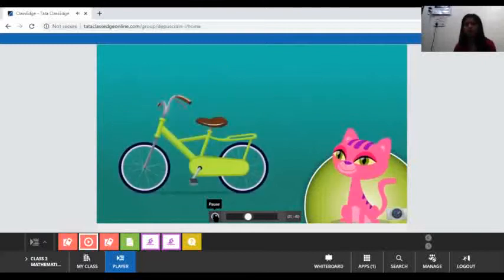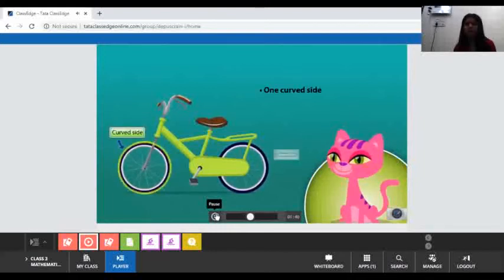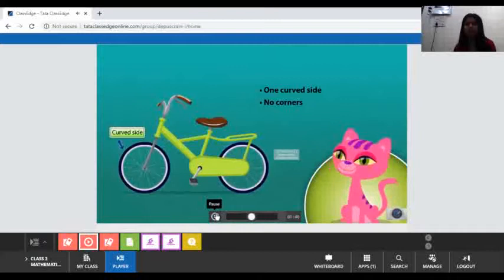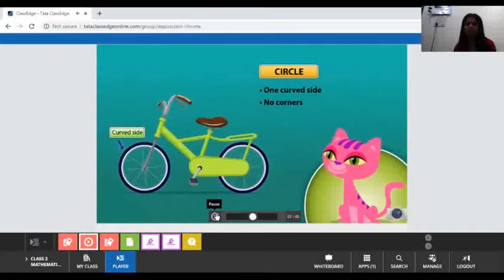Hey, look how I roll this wheel on the ground. Here's one curved side, but no corners are found. It's called a circle when it's perfectly round.